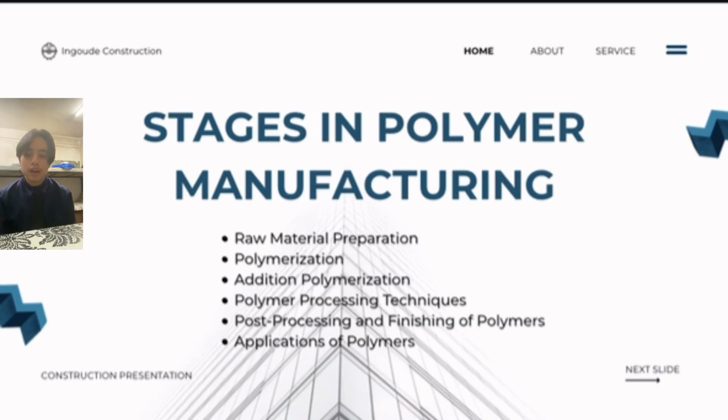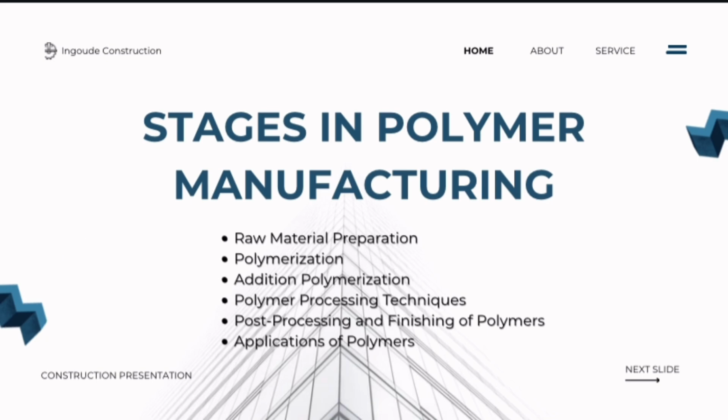There are a few stages in polymer manufacturing. One of them is raw material preparation, polymerization, addition polymerization, polymer processing technique, post-processing and finishing of polymers, and application of polymer.